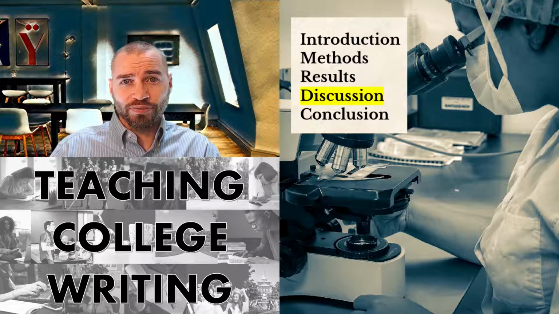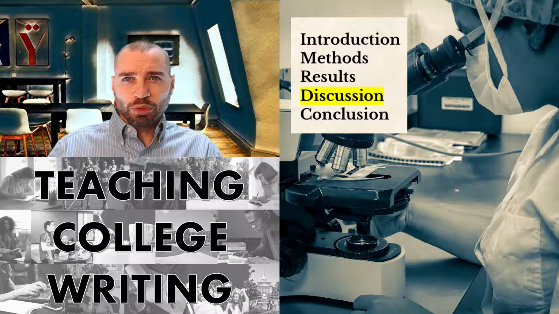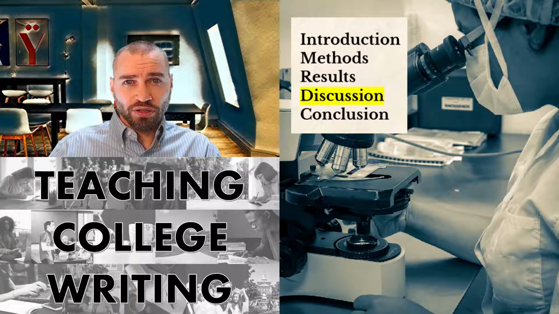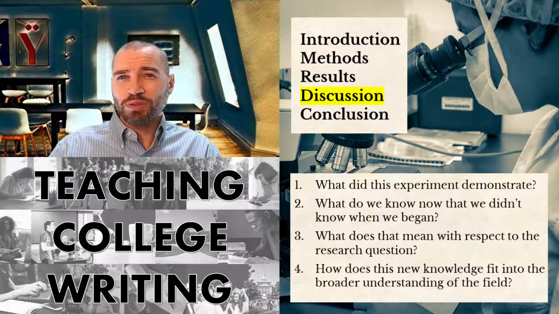The discussion. The discussion section is the part of the paper where the authors wrestle with the implications of their results. They're discussing what the data they recorded means based on the methods they employed. Or, more broadly, what did this experiment demonstrate? What do we know now that we didn't know when we began? What does that mean with respect to the research question? How does this new knowledge fit into the broader understanding of the field?